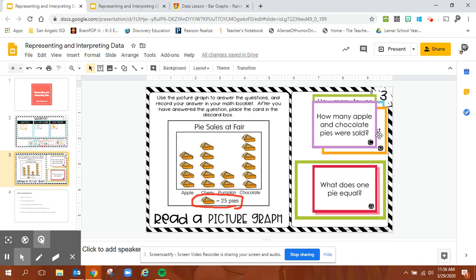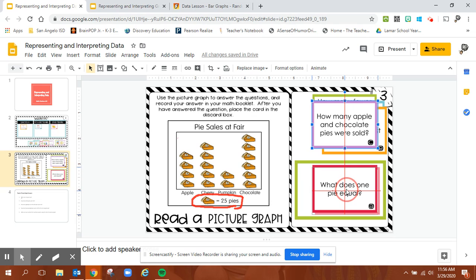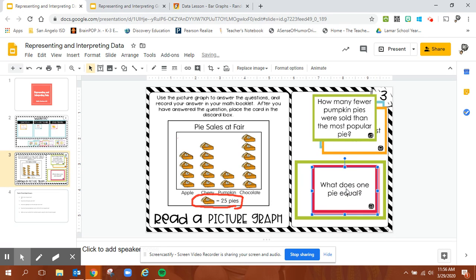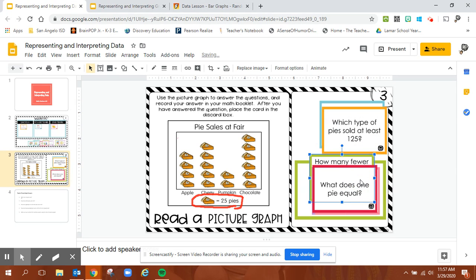All right, question 3 says, how many apple pies and chocolate pies were sold? Question 4 says, how many fewer pumpkin pies were sold than the most popular pie? So let's go ahead and do this one together, okay?